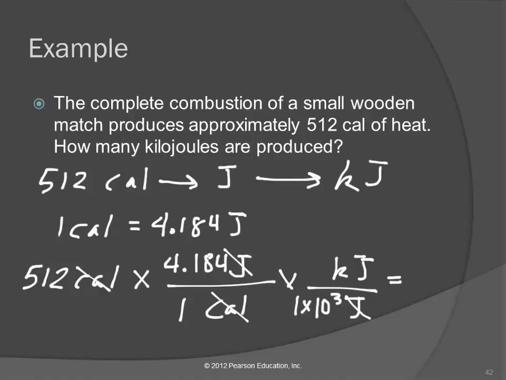And so then we get out our calculator. 512 times 4.184 divided by 1E3 equals. The calculator is showing me 2.142208. How many significant figures should I have? 3. Because up here, the number we started with had 3 significant figures. This conversion factor has 4 significant figures, 4.184, and this conversion is exact. So 3 is the smallest number and is going to limit our significant figures in the answer.